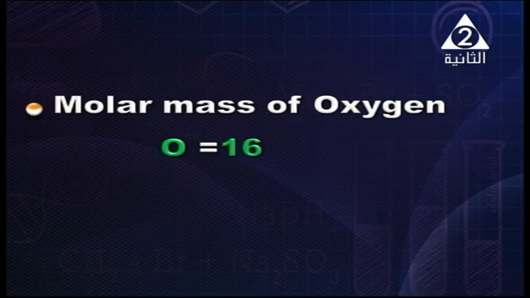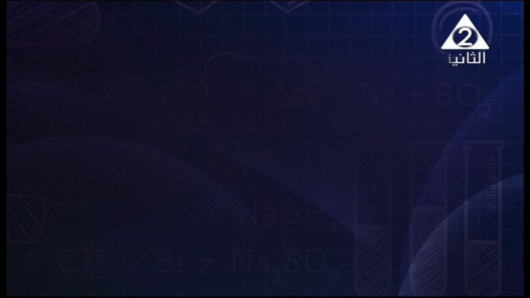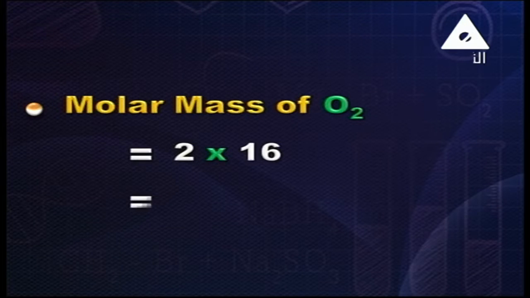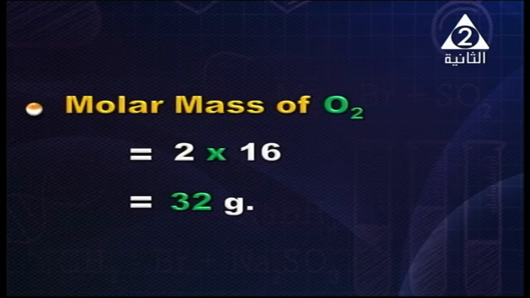The first one, molar mass of oxygen. Does he say oxygen or oxygen atom? Just oxygen, it means molecules. O equals 16. Another one, molar mass of O2, because they say oxygen gas, oxygen molecule, O2, not just the atom. I can say for this case 16 times 2. What is the result? It will be 32 grams. What do I have? Molar mass. It changes this gas into grams.